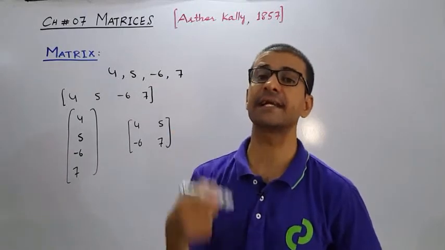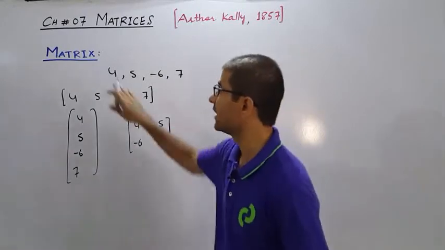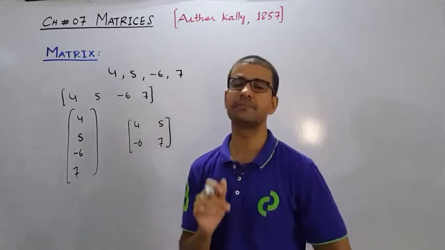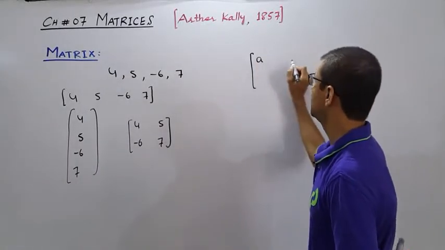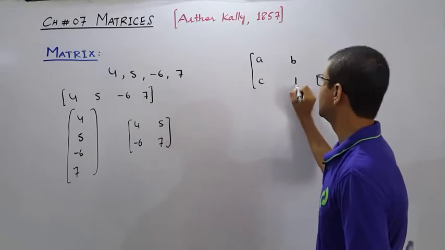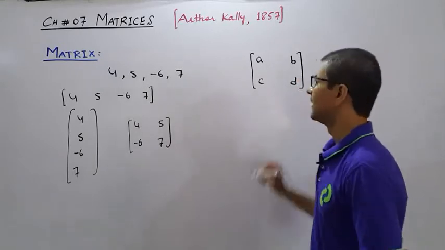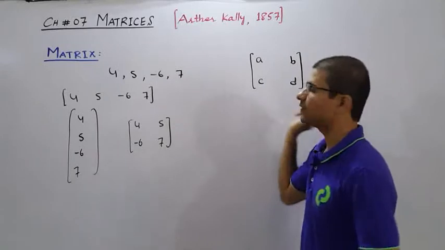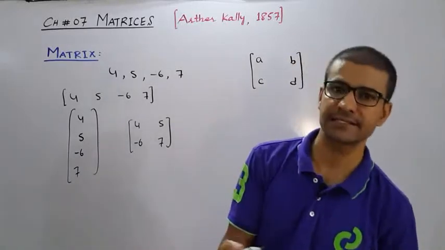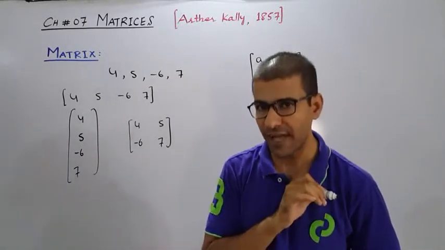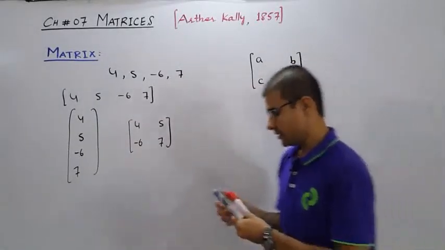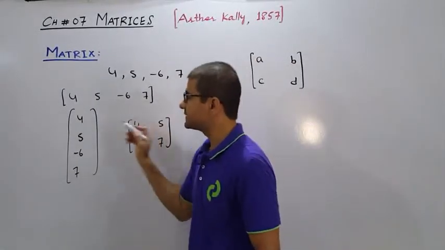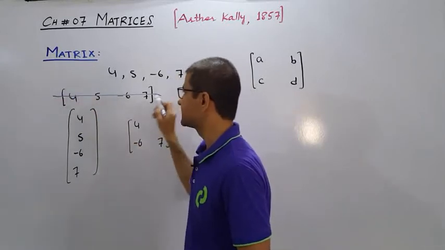So students, what is matrix? Matrix is just an arrangement. Arrangement of what? Arrangement of numbers. Arrangement of letters is also a matrix: A, B, C, D. Arrangement of numbers, letters, symbols, characters, arrangement of anything is called a matrix. And this arrangement is in form of rows.